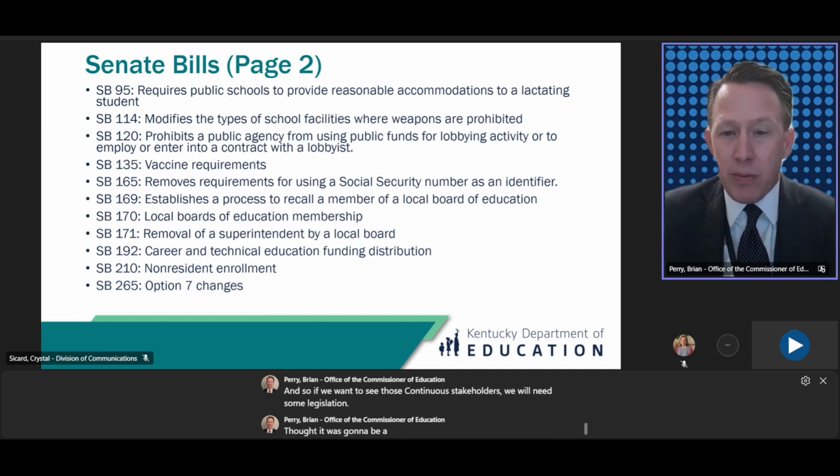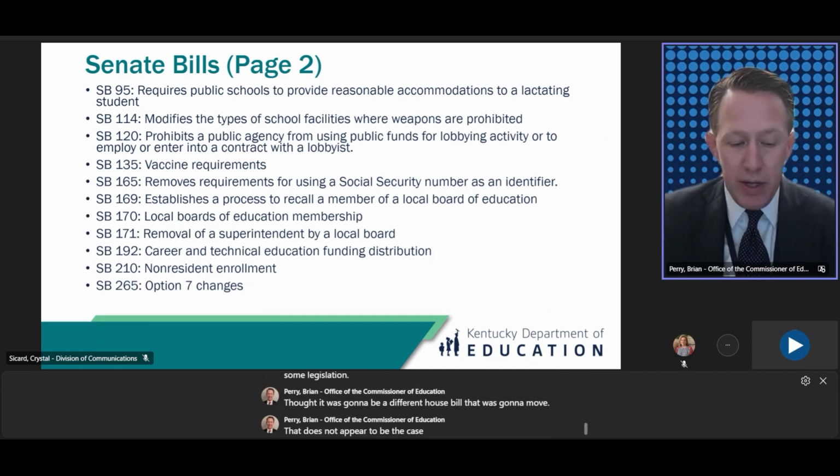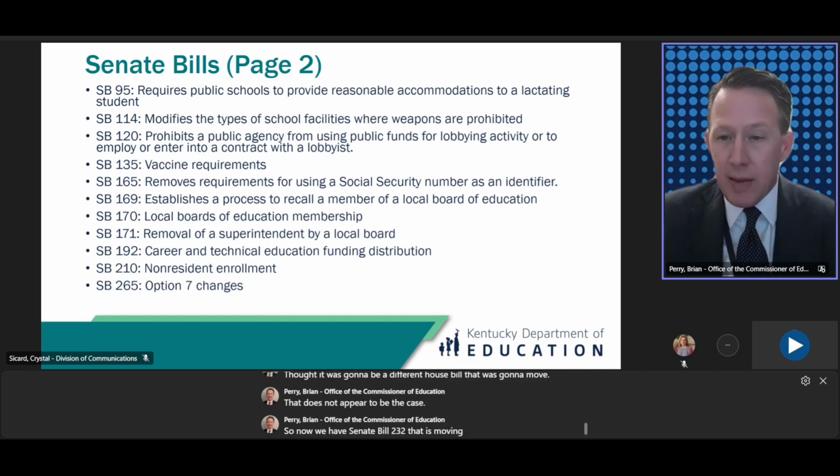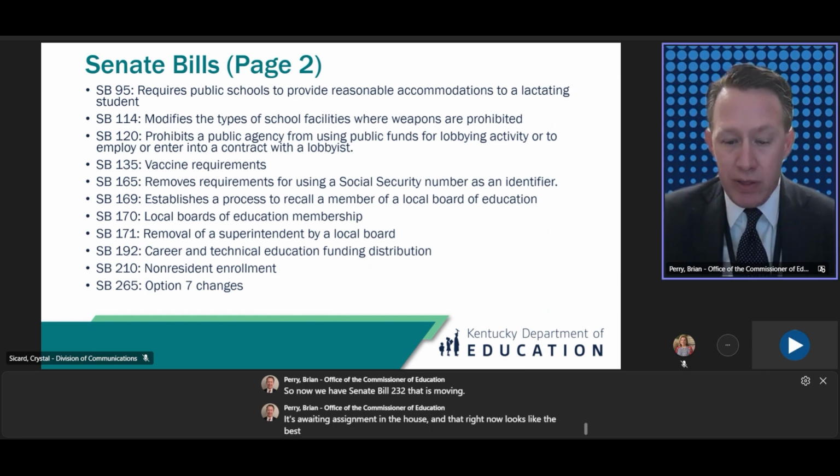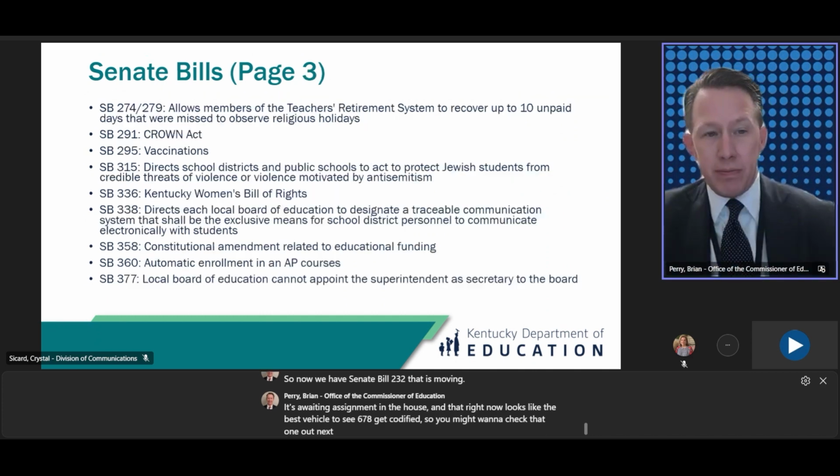Thought it was going to be a different House bill that was going to move. That does not appear to be the case. So now we have Senate Bill 232 that is moving. It's awaiting assignment in the House. And that right now looks like the best vehicle to see 678 get codified. So you might want to check that one out. Next slide, please.